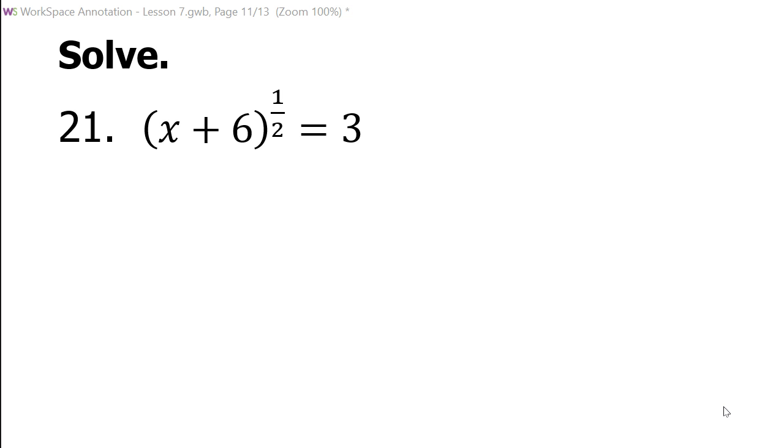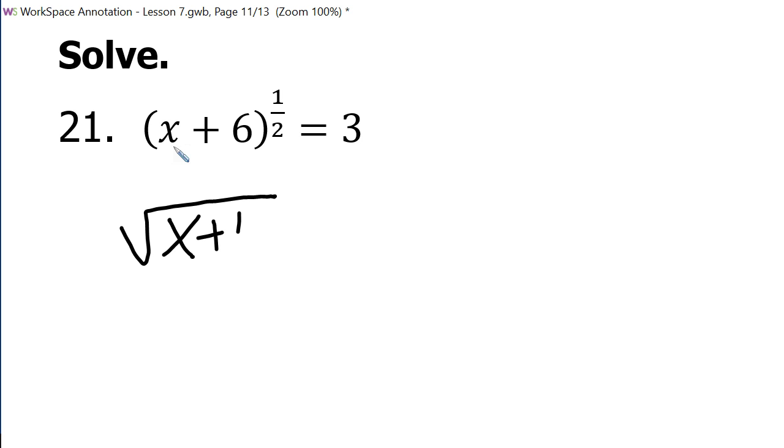Now, what you need to do, if you have a rational exponent, what should you do with a rational exponent? Change it to radical form. So under the radical, this is the entire base. So your x plus 6 needs to go under the radical. That's the base, x plus 6, what's inside the parentheses.